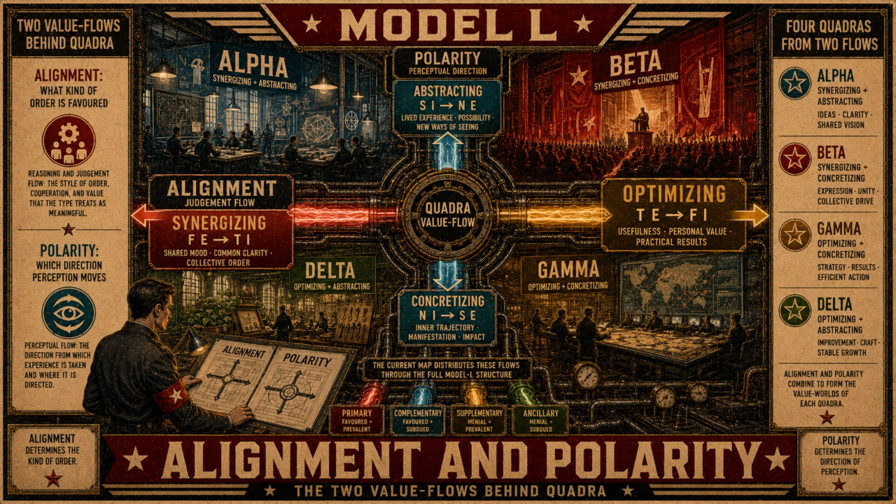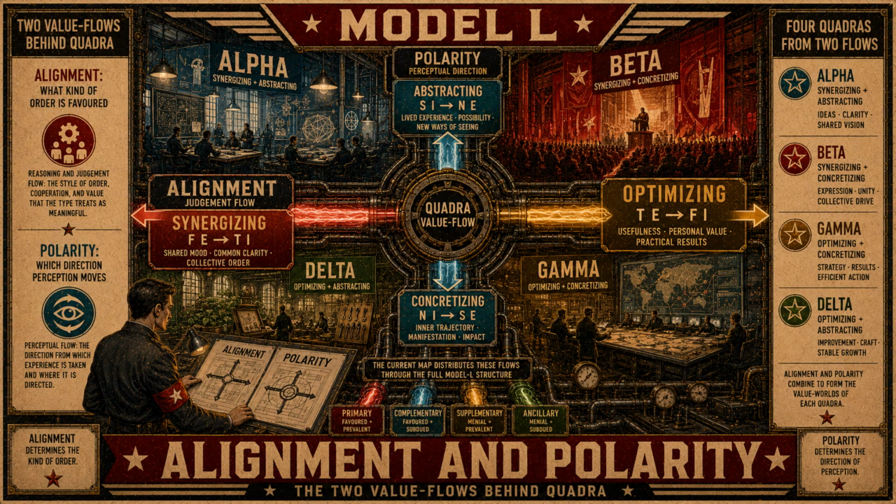Polarity asks a different question. What direction does the type's perceptual flow lean toward? Abstracting types favour the SI to NE direction. They begin from lived experience, familiarity, and sensory continuity, then open that into possibility, interpretation, and new ways of seeing. Concretizing types favour the NI to SE direction. They begin from inner trajectory, implication, or intention, then push toward concrete manifestation, impact, and resolution.